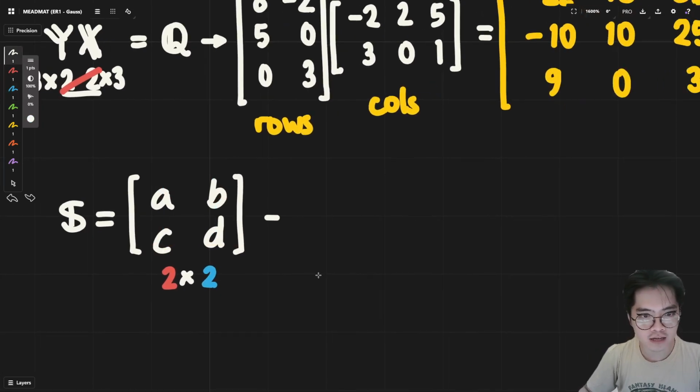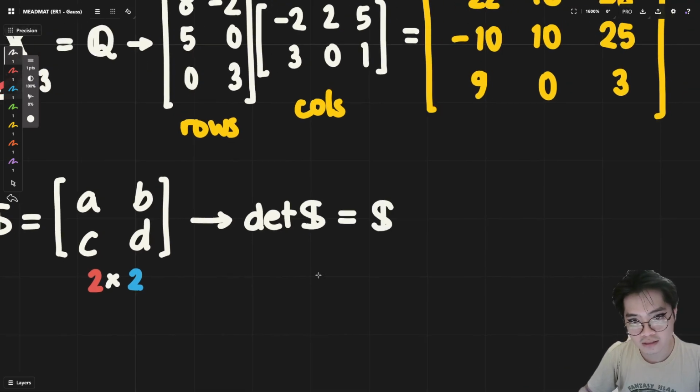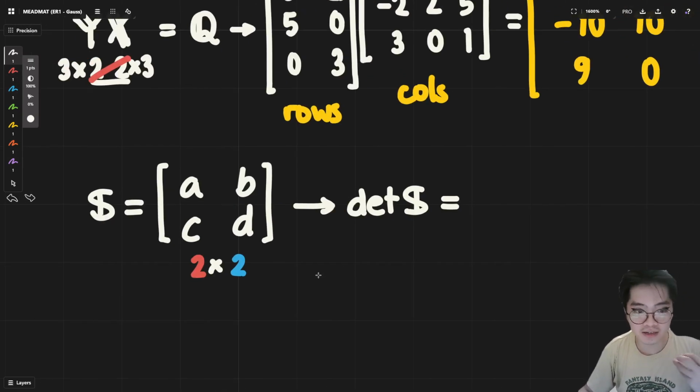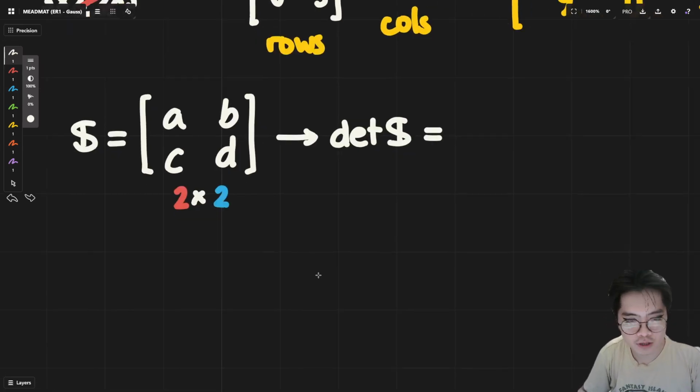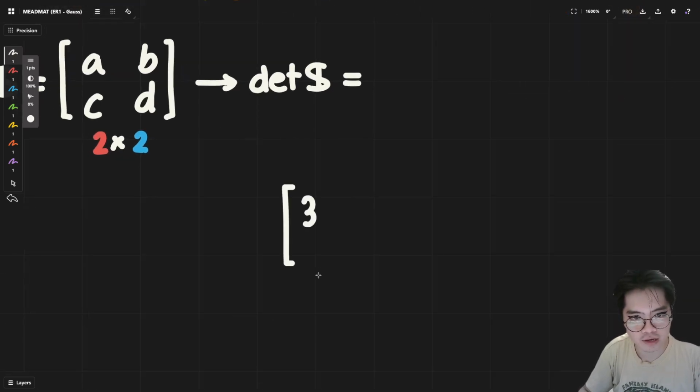For the determinant of S, you can just write det of S, or you can write S with absolute value bars. A determinant is basically a kind of code that transcribes information from a matrix. I won't go into too much detail because that has to do with linear transformations. But if you want to think about the determinant as an actual number for a 2 by 2 matrix, say for example we have here 3, 2, and 5, 1.